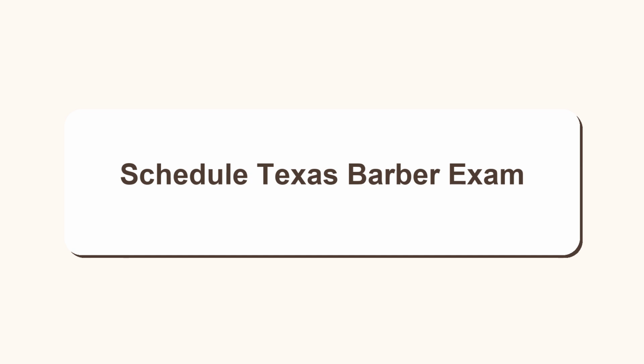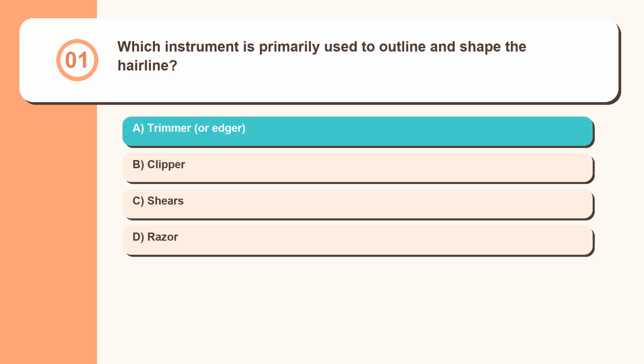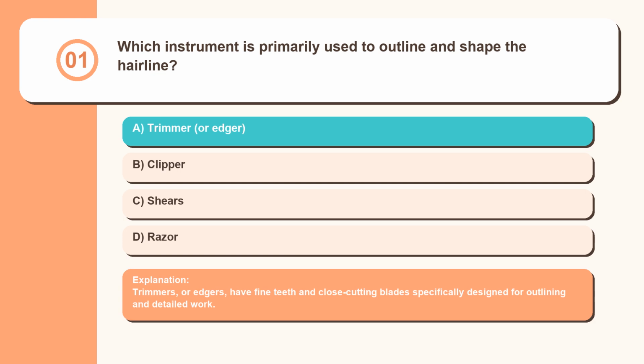Texas Barber Exam. Question 1. Which instrument is primarily used to outline and shape the hairline? Trimmer or edger, clipper, shears, razor. Trimmers, or edgers, have fine teeth and close-cutting blades specifically designed for outlining and detailed work.